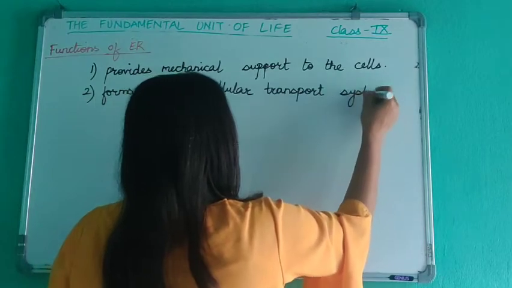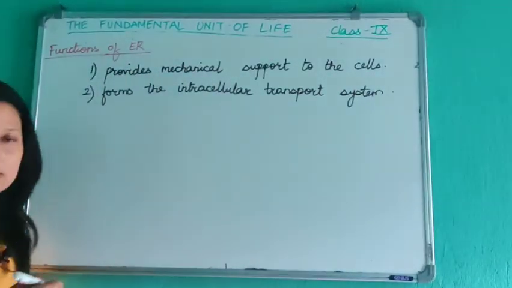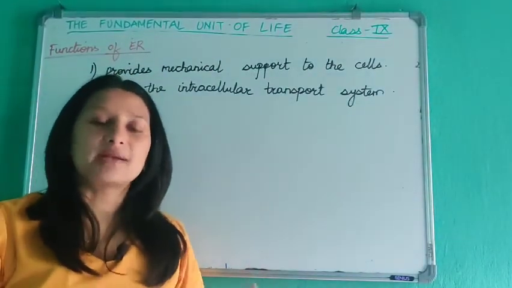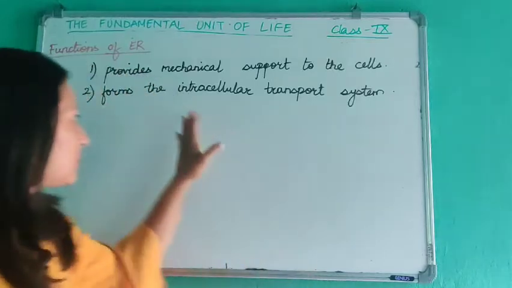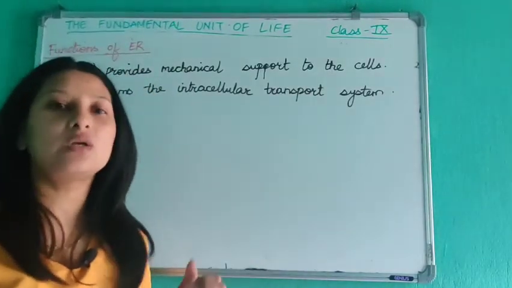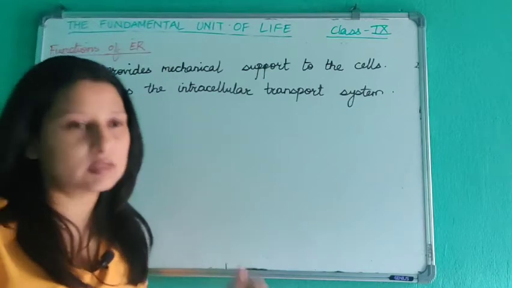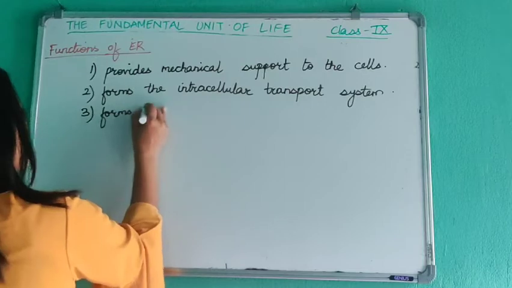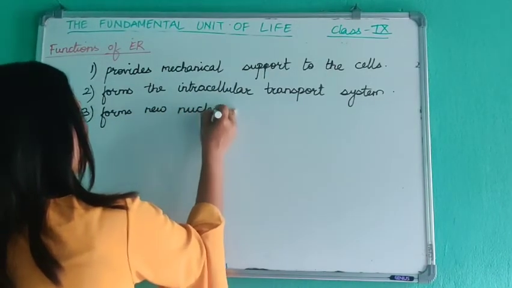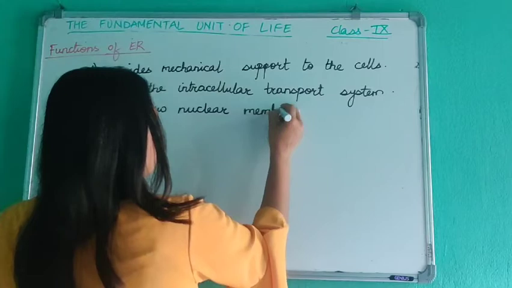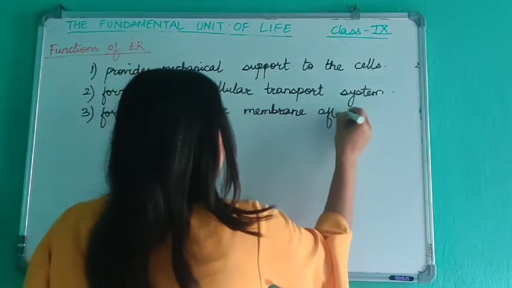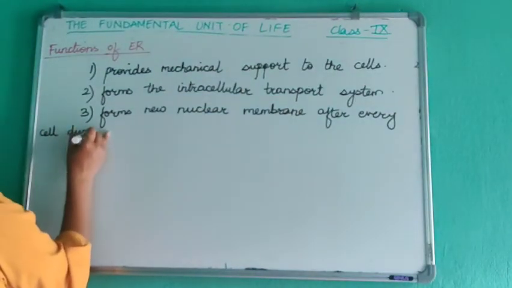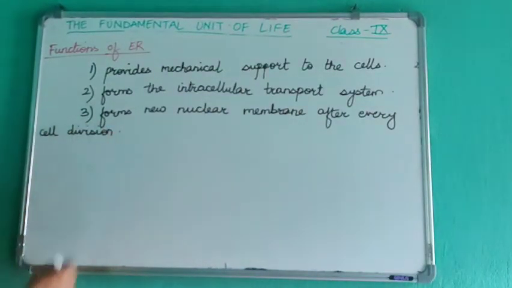What is intracellular transport system? Intra means within the cell. Okay, हामीले पढेको थियौ endoplasmic reticulum is filled with a fluid which carries materials within the cell. Therefore, it forms the intracellular transport system of the cell. Okay, third function, it forms new nuclear membrane after every cell division. Okay, so यसले के बनाउँदै रहेछ, न्यू न्यूक्लियर मेम्ब्रेन.